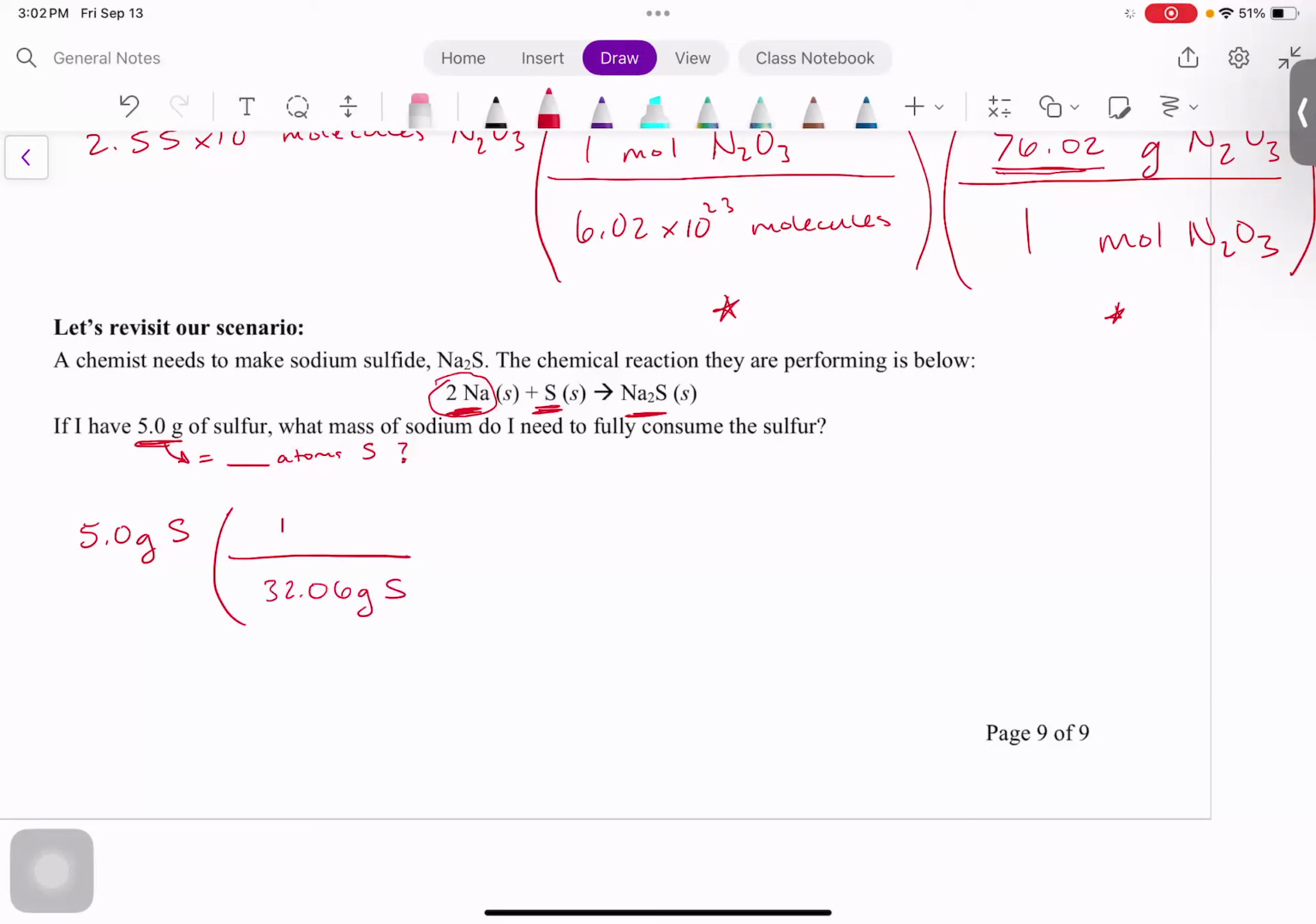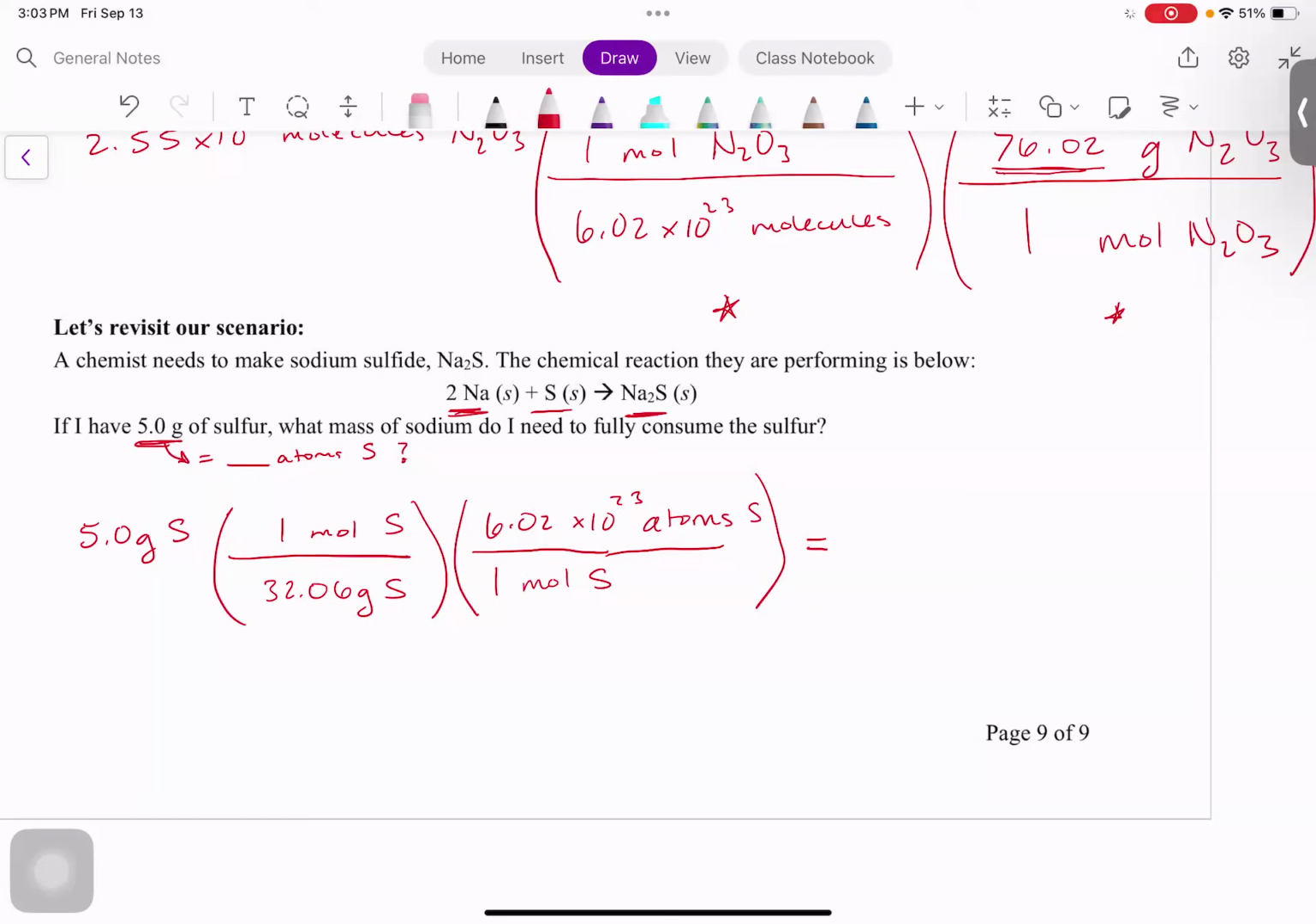32.06 grams of sulfur is the mass of 1 mole of sulfur. 1 mole of sulfur contains 6.02 times 10 to the 23rd atoms of sulfur. And what my balanced chemical equation is telling me is that I need twice as many sodium atoms as sulfur atoms. We could keep doing this and do this in one step, but I'll do it in a couple of steps for now. So let's determine the number of sulfur atoms first.